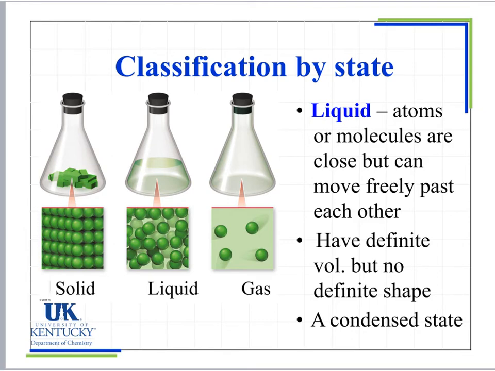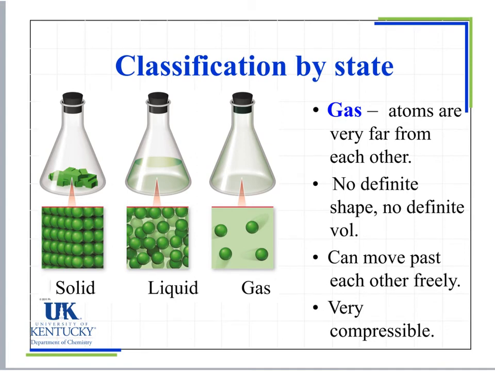If you think about a glass of water, if you have a round glass, your water shape is round. But if you have, I don't know, 6 ounces of water, and you pour the same amount of water into a square glass, you see the shape changes to square, but the volume is still 6 ounces. So it has a definite volume, but no definite shape. Liquid is also a condensed state. It means you cannot compress it any further. The volume is fixed.